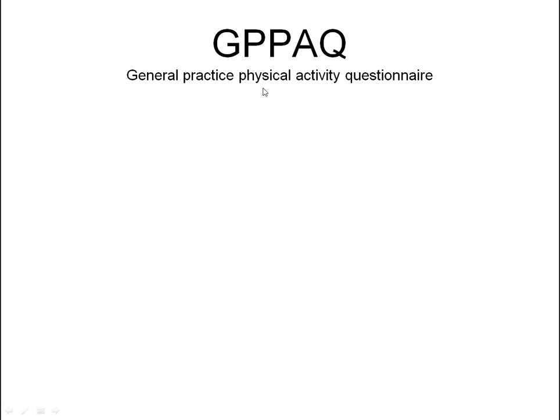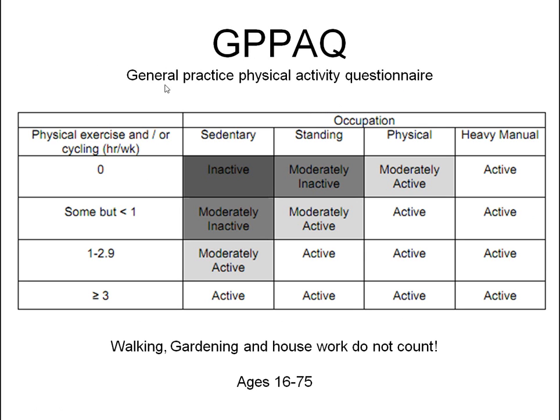So now let's consider the General Practice Physical Activity Questionnaire. It has been developed to determine if an adult is physically active or inactive or somewhere in between. Essentially, it's a questionnaire which involves asking somebody how much physical exercise and or cycling they do in a week, and then plotting it against their occupation: a sedentary occupation, an occupation that involves standing, physical work or heavy manual work. So if someone takes no exercise and has a desk job, they're by definition inactive. If someone does heavy manual work but takes no exercise in their spare time, they are active. And then we have the grading in between.